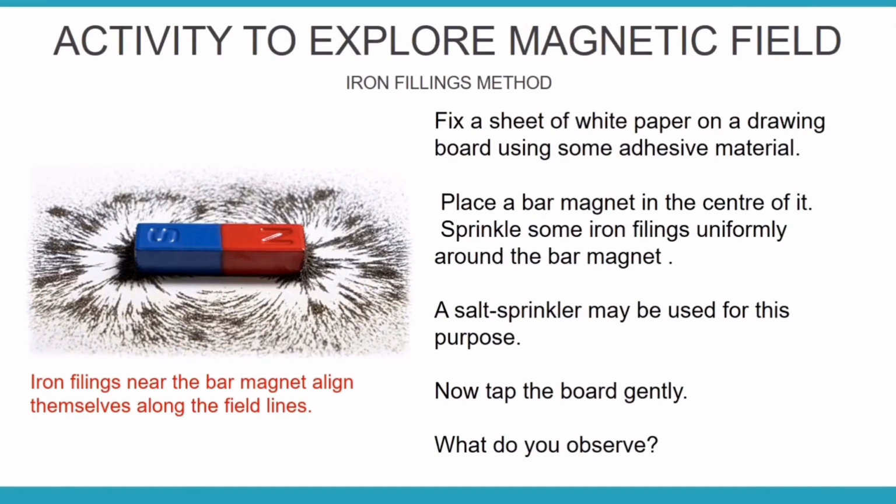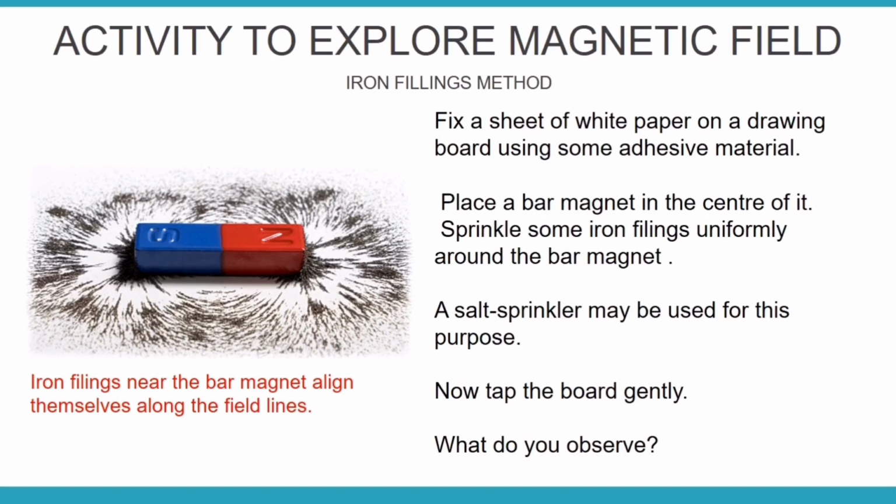Here we go with an activity. Iron filings method. Fix a sheet of white paper on a drawing board using some adhesive material. Place a bar magnet in the center of it. Sprinkle some iron filings uniformly around the bar magnet. A salt sprinkler may be used for this purpose. Now tap the board gently. What do you observe? Iron filings near the bar magnet align themselves along the magnetic field.